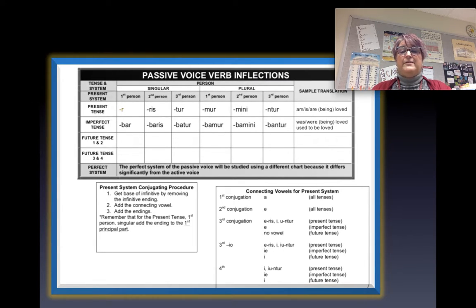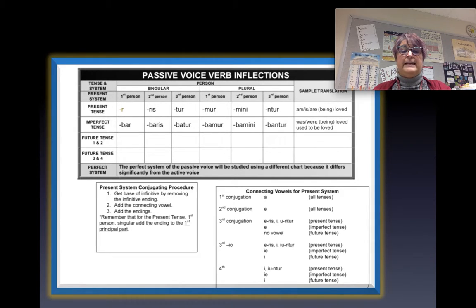Here is the passive voice verb inflection chart for regular verbs, and we can see that we now have the imperfect tense endings written on the chart. You should make sure that you write these endings on your chart as well. Make sure to also include the sample translations. You can pause the video while you write those endings on your chart.